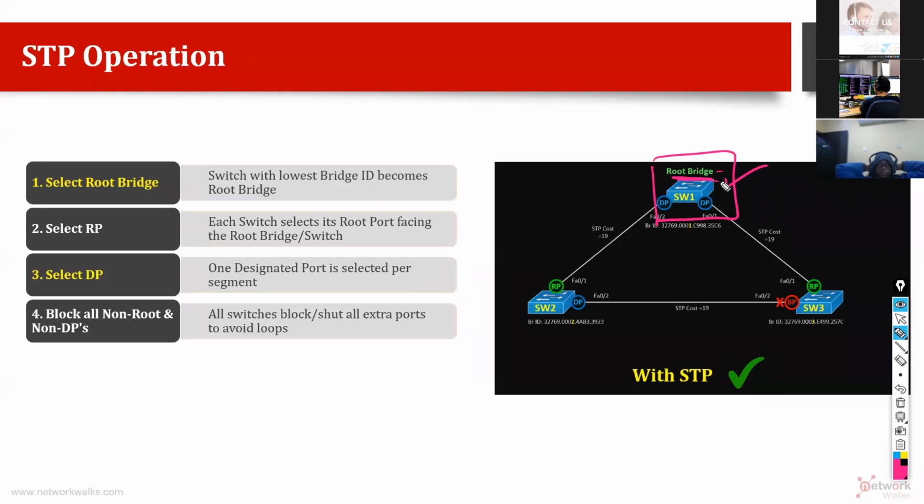Step number 1. Step number 2, but how does it become? How did they discuss? So basically they sent messages to each other and then they said, okay, whoever has the lowest bridge ID will become the root. So who had the lowest bridge ID? You can see here 32769001. This is the bridge ID of switch 3. So which one has the lowest bridge ID? This one, because it is 1. So it became the root bridge.